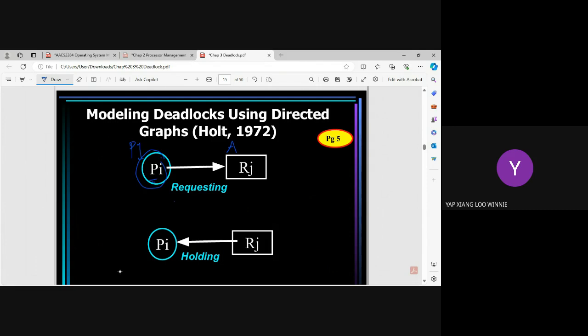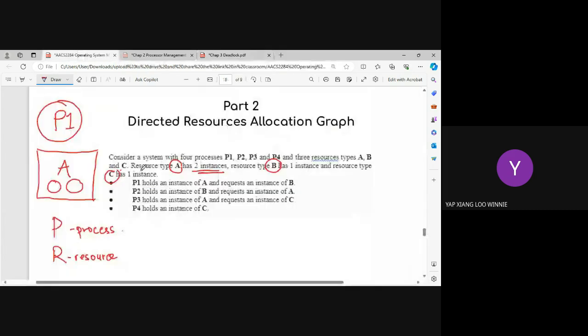But if the arrow is reversed, okay, mapped from the resource to the process, which means the process is actually using it already, holding it already. Okay, this resource is in use by this process. So the arrow, no matter what, you had better go and check again before you enter the exam hall. So if we are drawing from here to here, this is requesting. Okay, you don't own any resources.